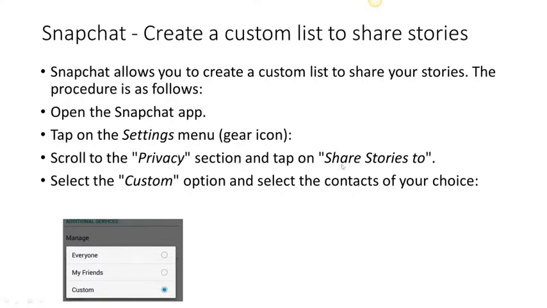Scroll to the privacy section and tap on share stories, and then it says select a custom option and select contacts of your choice. So when you choose this custom button, the next thing it does is open up your contacts, and then you just choose who you want to share with. So when you post to your story, it would only share with those people that you have chosen, which is really cool. So a lot of fun with that.